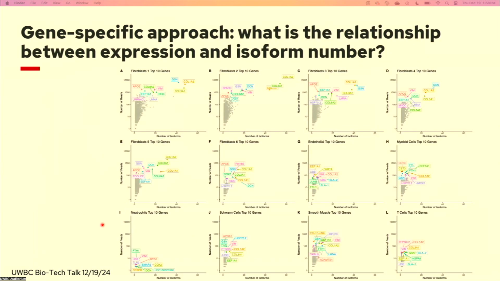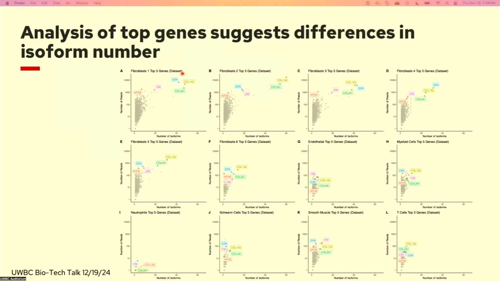So then we decided to focus more at the gene level. We identified the top genes expressed in each cluster and then graphed their expression by the number of isoforms. We're trying to understand genes that were low expressing, low diversity, or high expressing, high diversity. Each dot represents a gene, and I've highlighted the top 10 expressed genes in each cluster. We then decided to focus just on the top genes in our entire data set to see how isoform number changes across cluster.